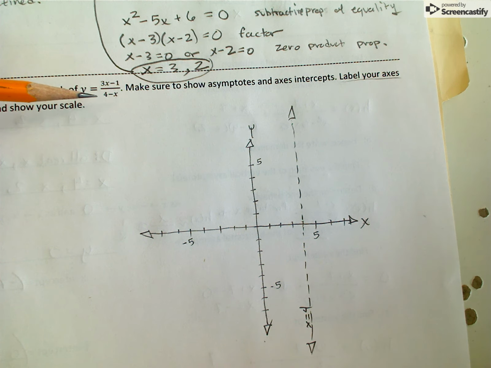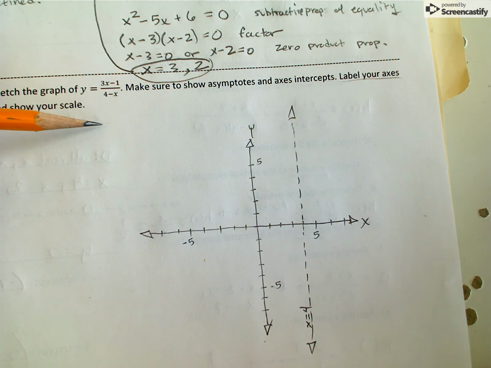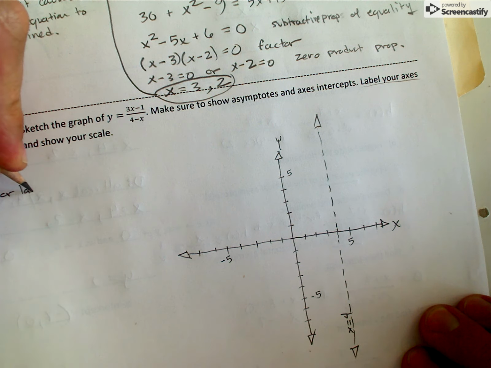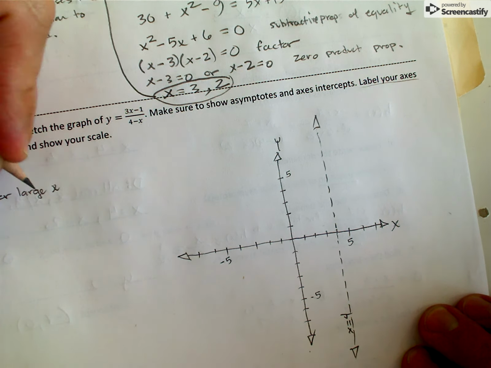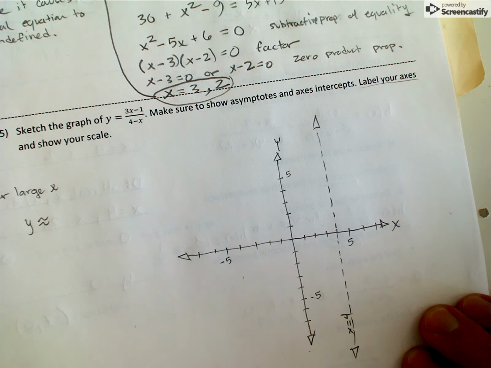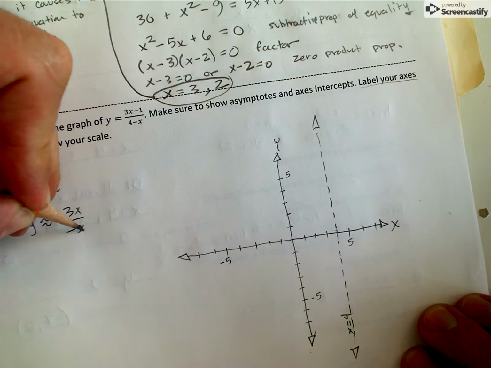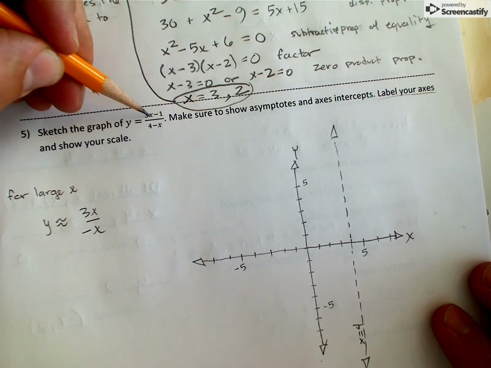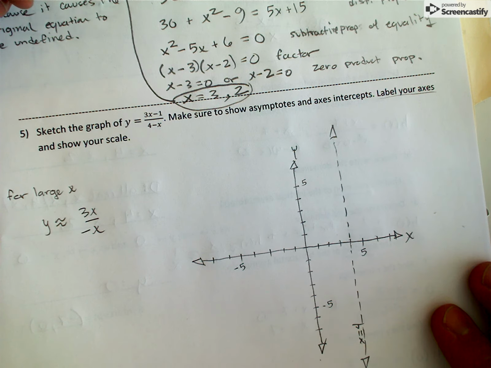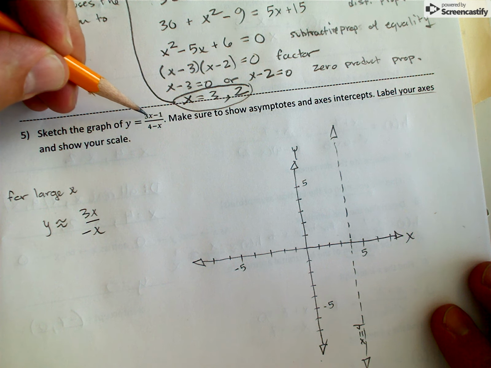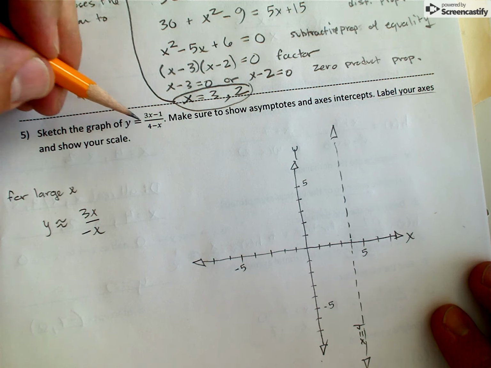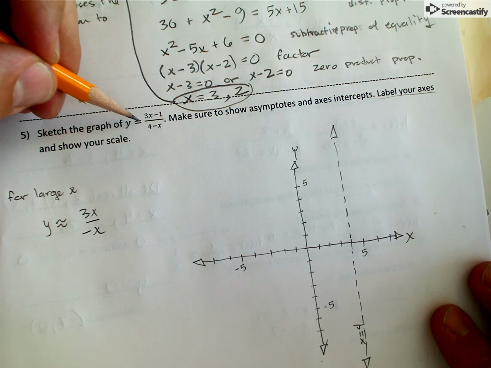Now, horizontal asymptotes, we figure those out by thinking about the end behavior of this function. And remember, for large x, I can say that y is approximately equal to 3x over negative x. Let me just show you why. If I pick a really big number for x, like let's say 1 million, on the top I get 3 million minus 1. That minus 1 doesn't matter if I have a really large value for x.